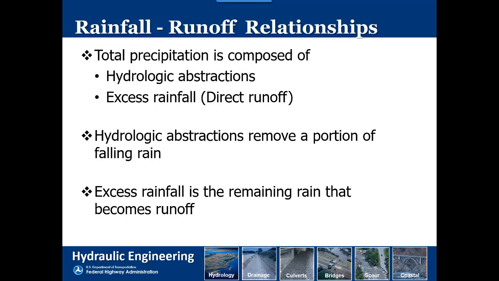So let's talk a little bit about the rainfall runoff relationships. So total precipitation is composed of hydraulic abstractions, which are those losses, like infiltration, and excess rainfall, or direct runoff. So the excess rainfall is anything that hasn't been picked up by buildings, it hasn't gone into the ground, the plants haven't picked it up, it's anything that's actually running off, it's excess rainfall. So these abstractions, like I've been saying, they remove a portion of the falling rain, just so it doesn't turn into runoff. And whatever is the excess is the runoff.